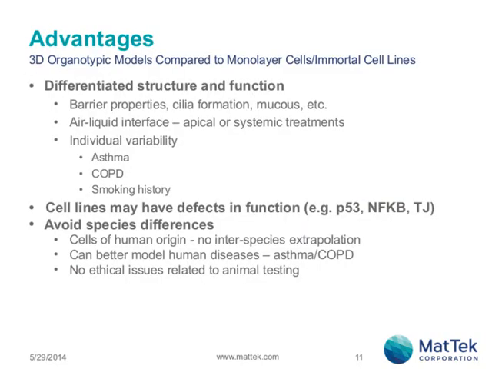Okay, then, so what are the main advantages of 3D organotypic models compared to monolayer cultures or immortalized cell lines? Perhaps the most important attribute, of course, is the differentiated structure and function. The 3D organotypic models will have in vivo-like barrier properties, cilia formation, mucus secretion, etc. As I already mentioned, the air-liquid interface is very important for allowing in vivo-like treatment. So we can model an apical exposure to environmental agents, cigarette smoke, air pollution, diesel exhaust, etc. Or we could even mimic systemic treatments by adding chemicals into the culture medium beneath the tissues.